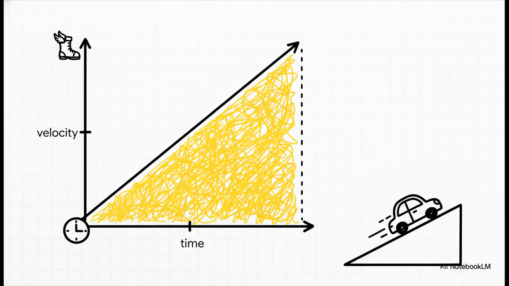Right, so with constant acceleration, our velocity is climbing at a steady pace. That means our graph isn't a flat line anymore. Now it's a straight upward sloping line. And the area underneath this new line, well, it forms a trapezoid.